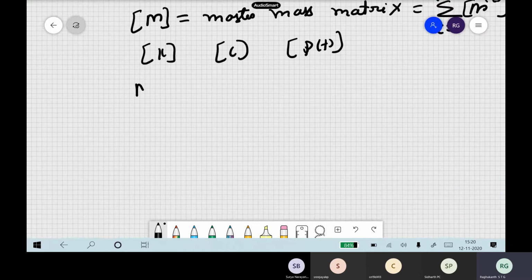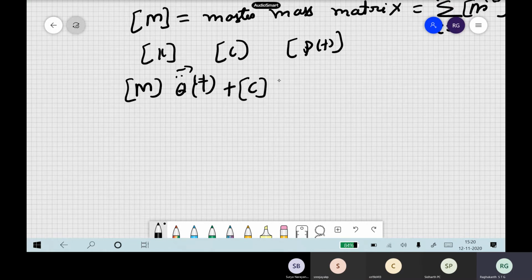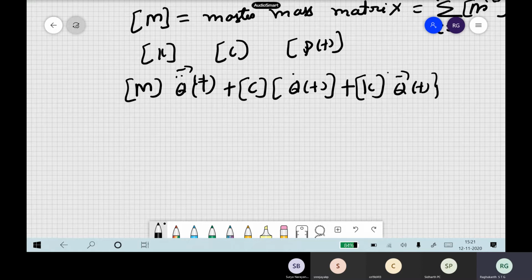finally, M into q double dot of t plus C multiplied by q dot of t, plus K q of t is equal to P of t. So this is our final multi-degree of freedom system, whatever you have, and then you solve this equation.